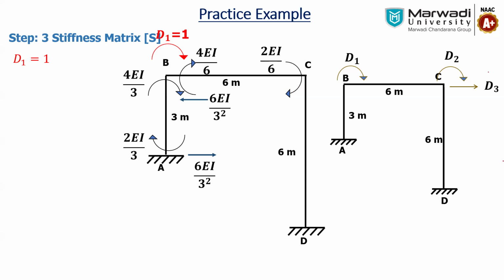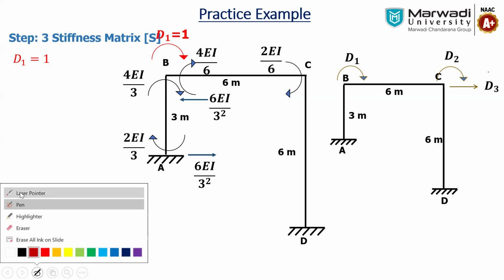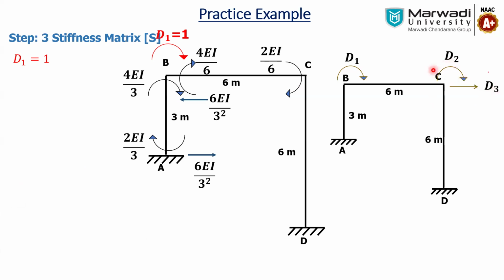With respect to D1, we have to consider the total summation of the moment at B. With respect to D2, that is a rotation at C, so we have to consider the total moment at C. And with respect to D3, there is a horizontal translation, so the total horizontal force is at column CD or column BA at this location. So let's see one by one.